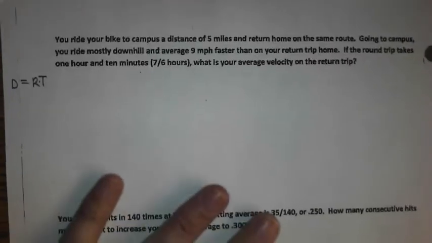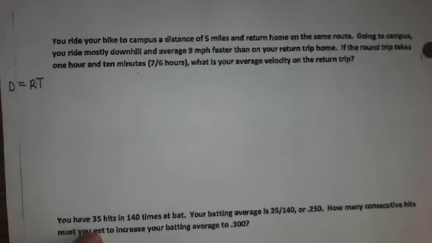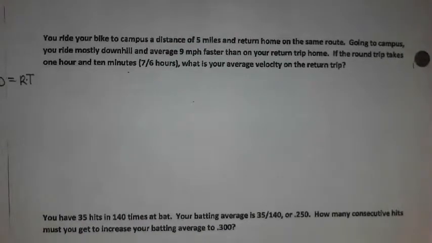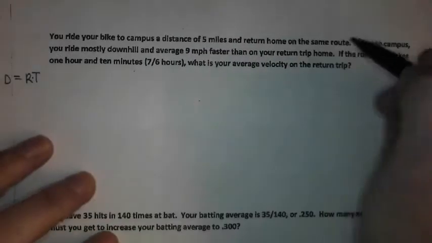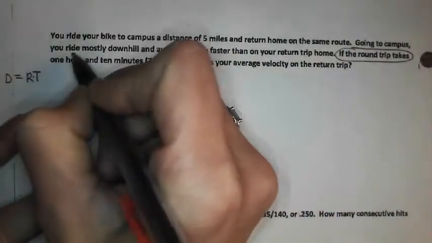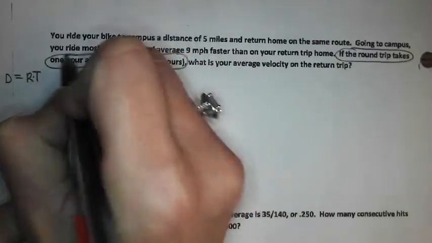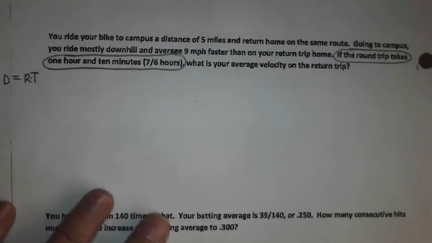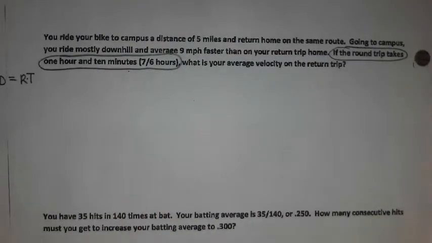So let's read it first to get the general scope of what's going on. You ride your bike to campus, a distance of 5 miles, and return home on the same route. Going to campus, you ride mostly downhill and average 9 miles per hour faster than on your return trip home. If the round trip takes 1 hour and 10 minutes, that's the key. That's what's going to give us our structure. That's 7/6 of an hour, by the way. What is your average velocity?